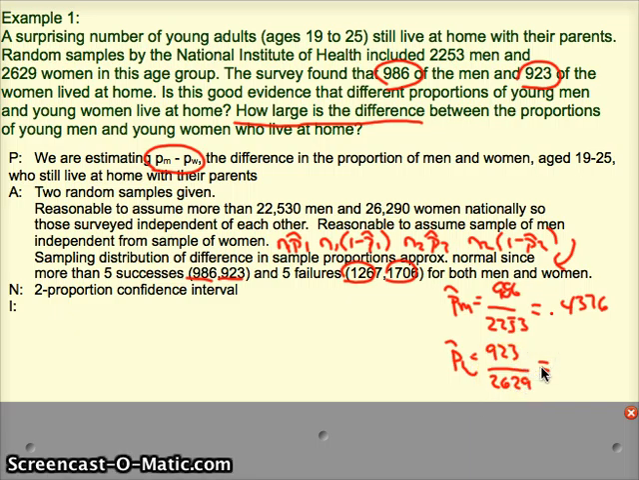And if you do that math, you get a proportion of 0.3511. Right, so then we can set up the confidence interval, p hat 1 minus p hat 2. You have to show this work to show you understand the mathemagic of what your calculator can do for you. Plus or minus, we said it was going to be 95%.